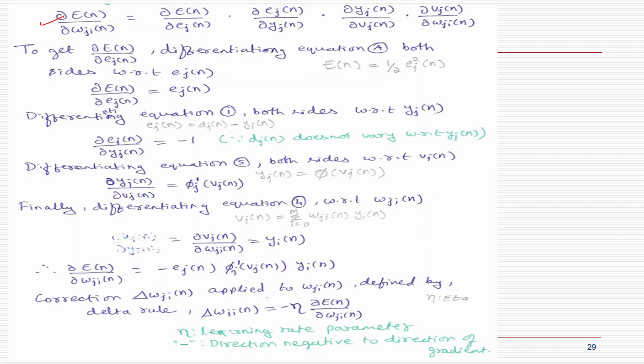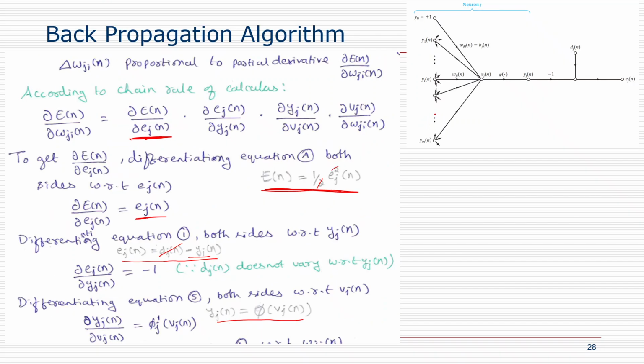Now, this is our main equation which we had. We got all the terms up to here. Now, finally differentiating equation 4, we had vj of n is the summation i equal to 0 to m of wji of n and yi of n. So yi actually, because the input is from here, that is yi of n.